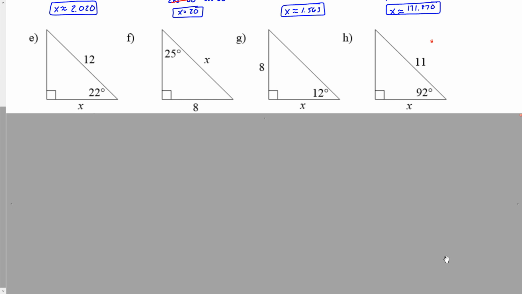Same thing with letter G. Which trig function would you use? And then find the value of x. And then letter H. Which trig function would you use here? And what is the value of x?